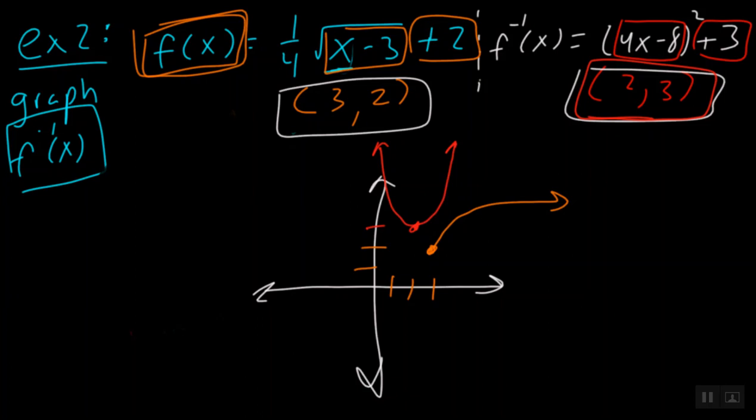The final thing I would say is if I drew my line y equals x, we know that it's reflected across that. Y'all can quite clearly see that, and that's how you graph the inverse of a square root function.